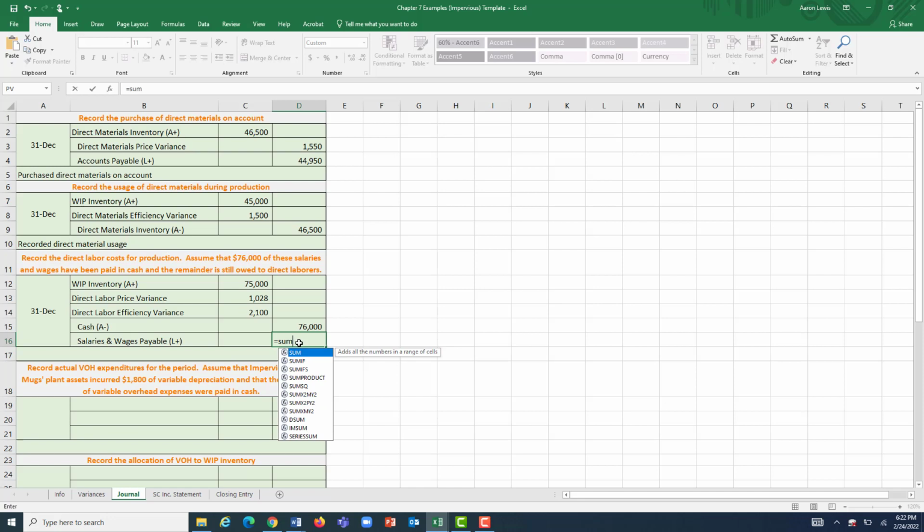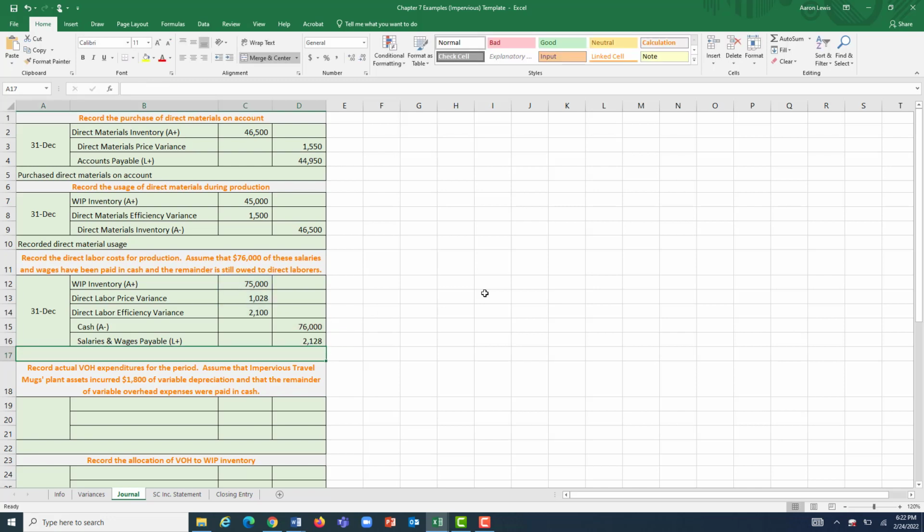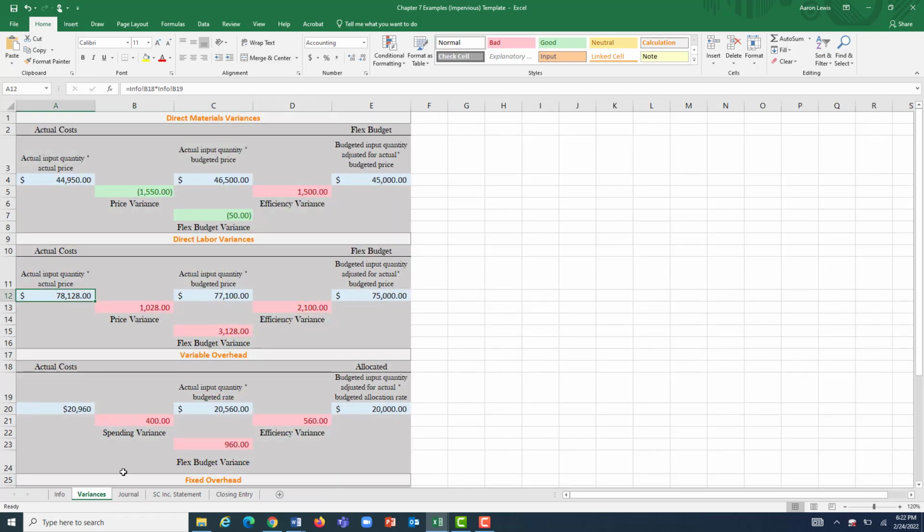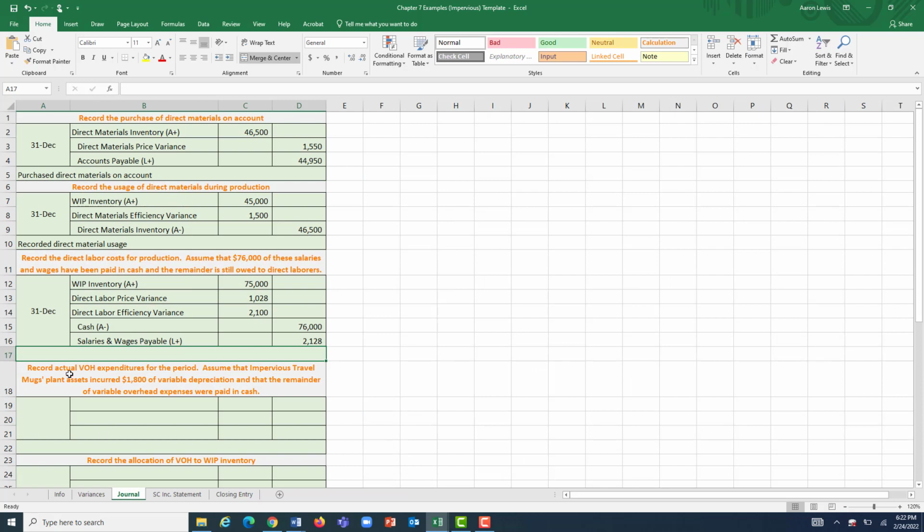We just booked all three of these debits. You know we already paid $76,000 in cash, which means we must owe our employees $2,128 right now, and $76,000 plus $2,128 is $78,128. That is the actual cost that we had. So we've accounted for all of our inventoried labor costs in this journal entry where we recorded direct labor costs.